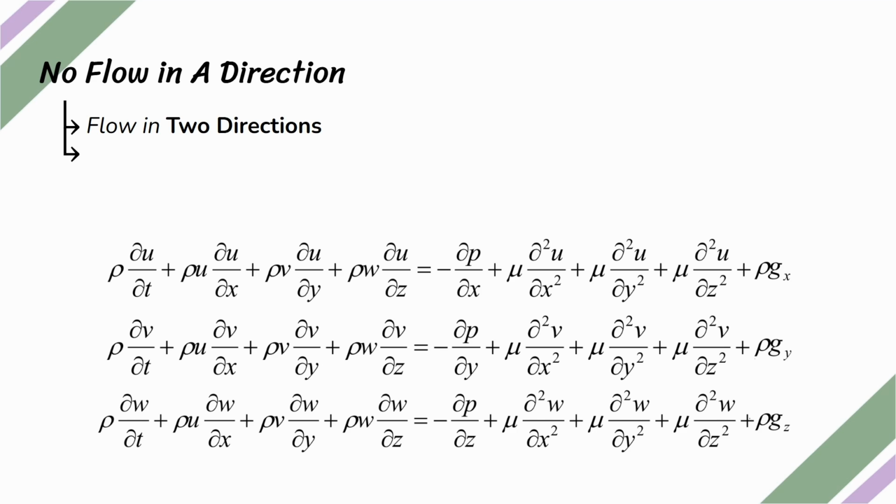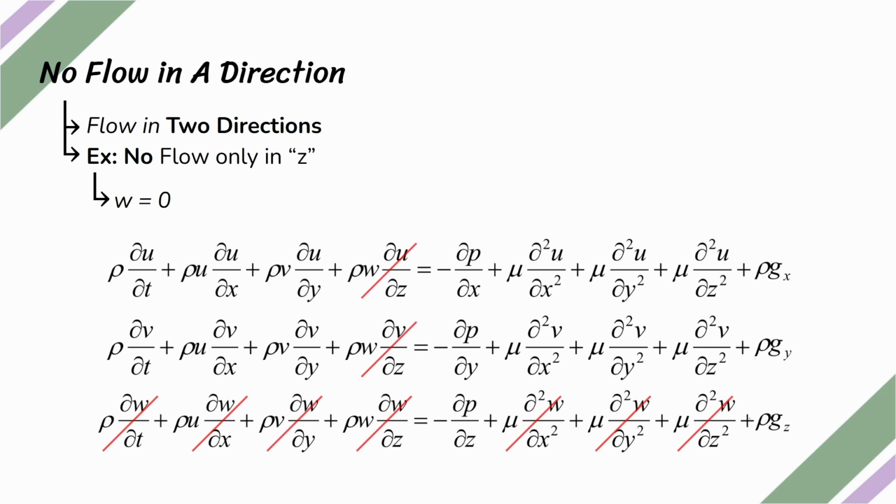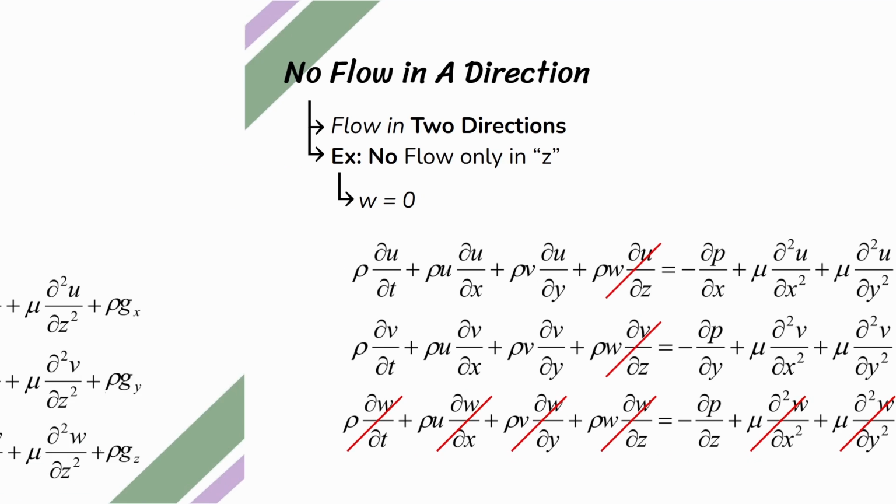The next two assumptions are very similar to our previous two. We have no flow in a direction, or you could say flow in two directions. Like I said, this is very similar to unidirectional flow, but now we just have flow in two directions instead of only one. So, for example, if we say there's no flow in the z direction, that would mean W is equal to 0. So all these terms here go to 0.